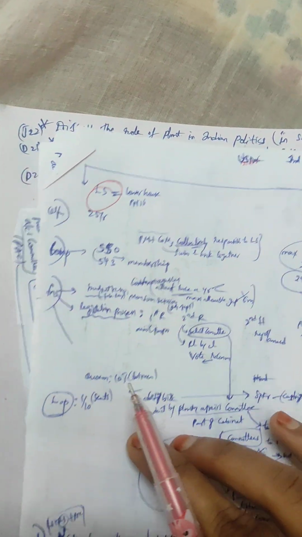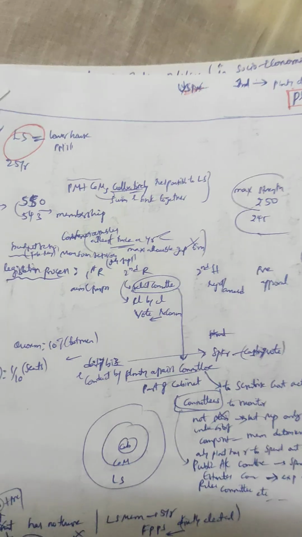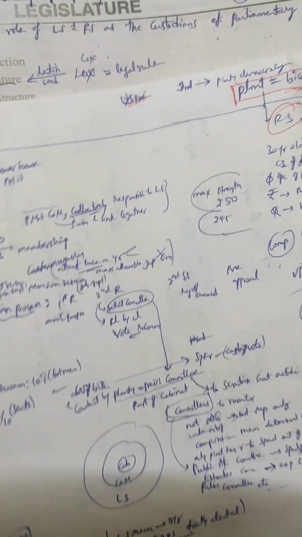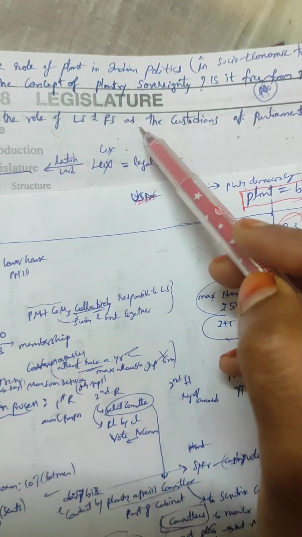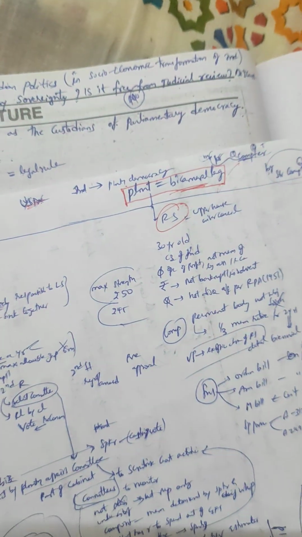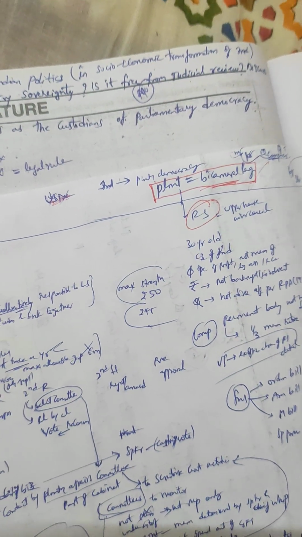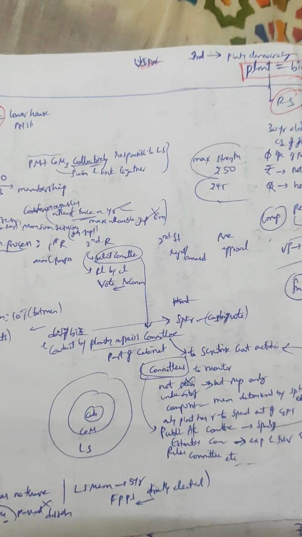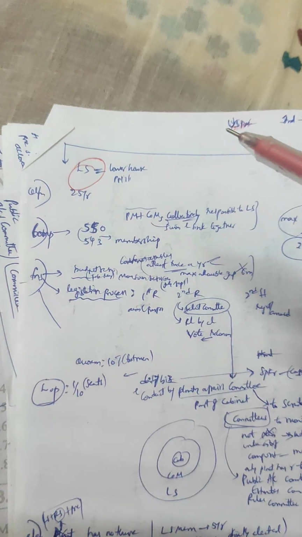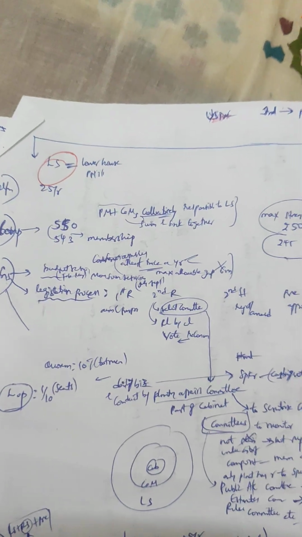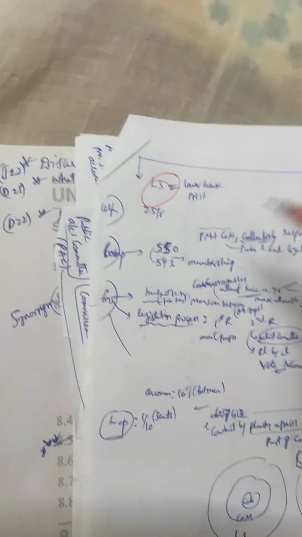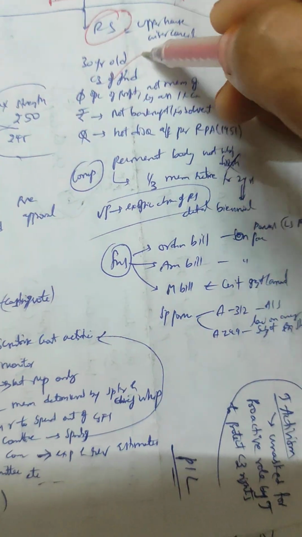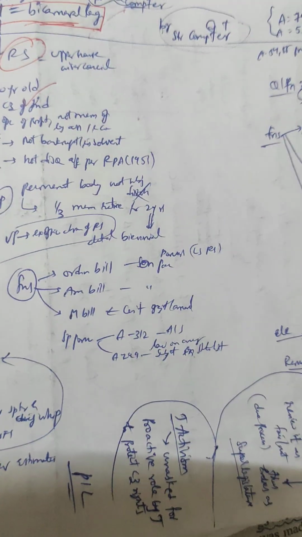Now coming to legislature, you can frame the answer in such a way, exclusively if it is asked to mention the role of Lok Sabha, Rajya Sabha as the custodians of parliamentary democracy. To encompass this question for 20 marks, you need to mention everything you need to know. I will start with the eligibility, in case it is asked: 25 years for Lok Sabha, 30 years for Rajya Sabha, and 35 years for president.